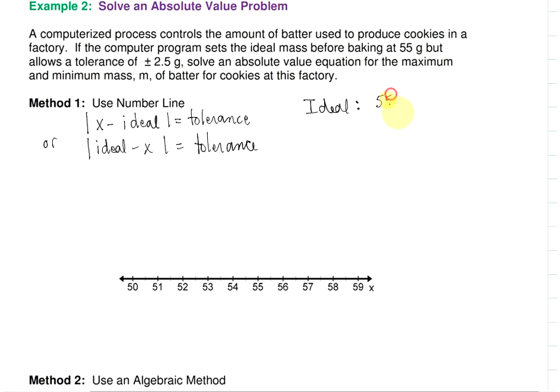Okay, so for this particular problem, the ideal is your ideal mass of cookie, and our ideal mass of cookie is 55 grams. Our tolerance is plus or minus 2.5 grams. So if we want to write our equation, we'll use this as our format. The variable that we're going to use for mass is m, so we're going to go absolute value of m minus 55 is equal to our tolerance, which is 2.5.